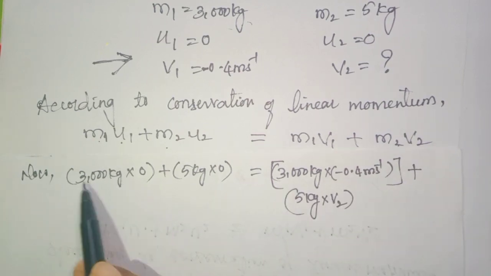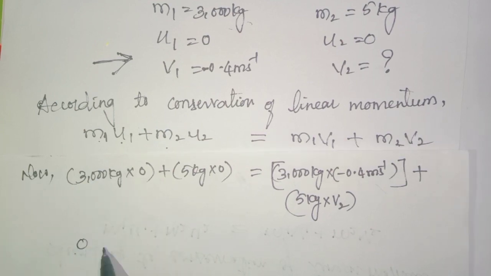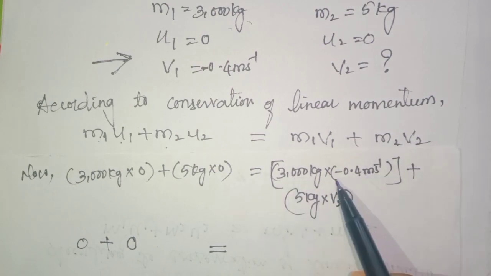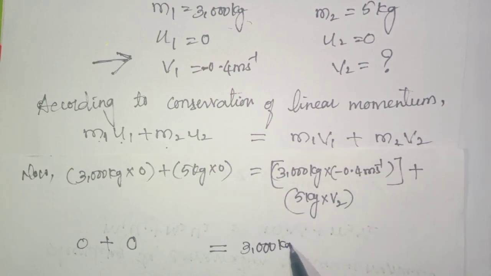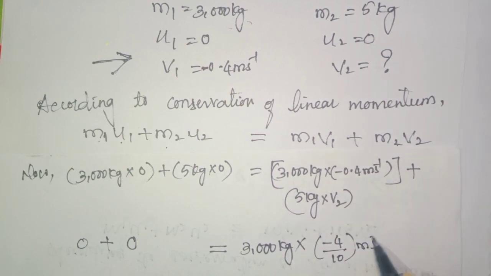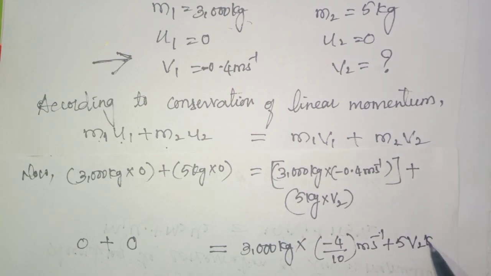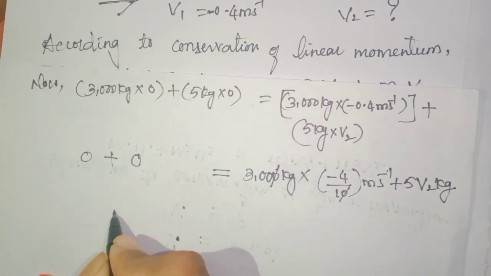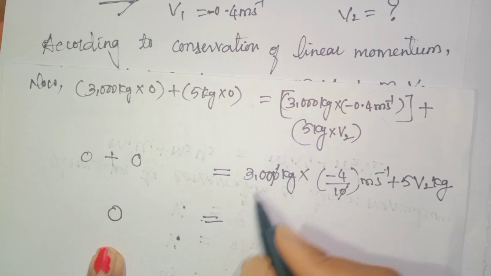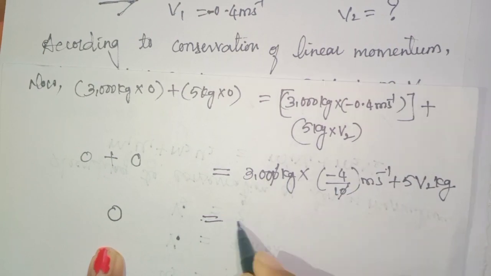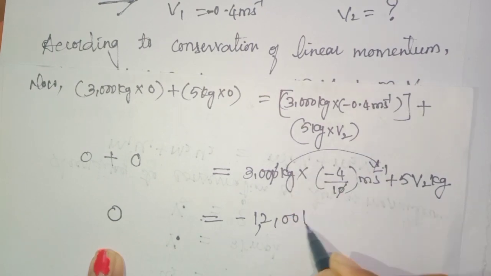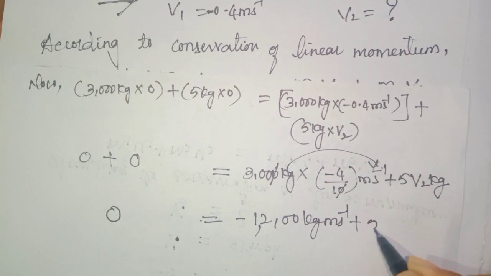Now what we will do, we will multiply 3000 kg into 0 is 0 plus 5 kg into 0 is 0, is equal to 3000 kg into minus 0.4 meter per second, which I can write as 3000 kg into minus 4 divided by 10 meter per second plus 5 V2 kg. Okay? This 0 gets cancelled. As the left side is completely 0, I'll write 0 is equal to, so what is left here? 3 into 4 is 12, minus 1200, kg meter per second, plus 5 V2 kg.